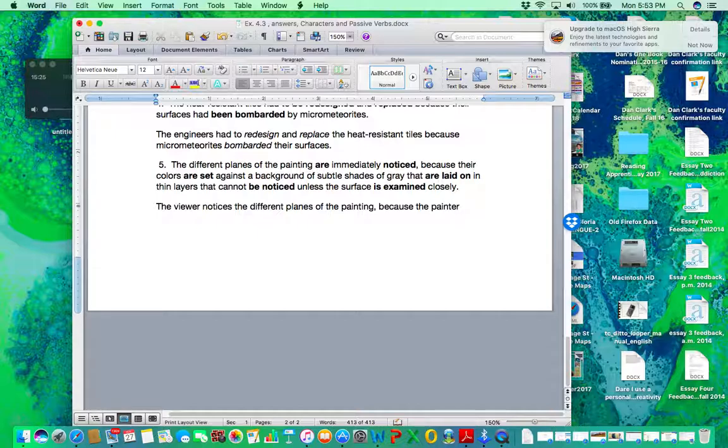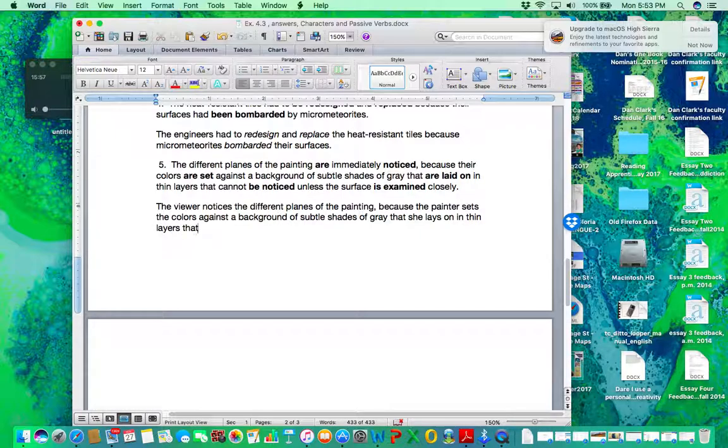Because the painter, I'm going to say, the painter sets the colors against a background of subtle shades of gray that I'm going to call the painter a she, lays on in thin layers that now we need that cannot be noticed. We need a viewer again. So we're going to say that the viewer cannot notice unless she examines. So instead of "the surface is examined," we have the viewer examine. She examines the surface closely.